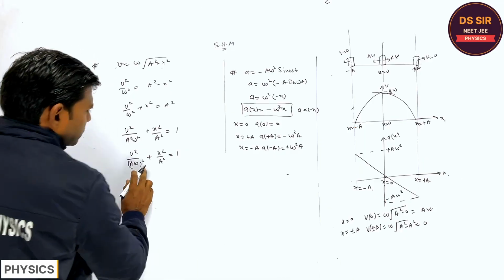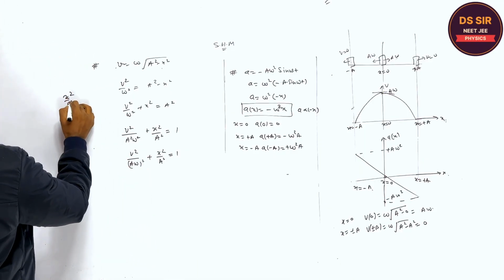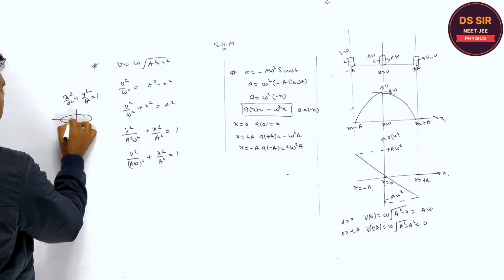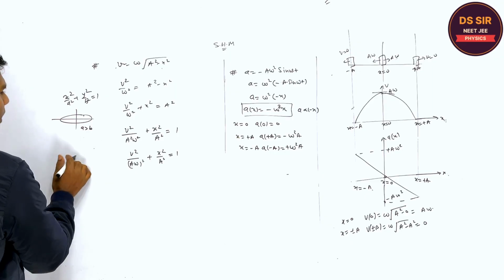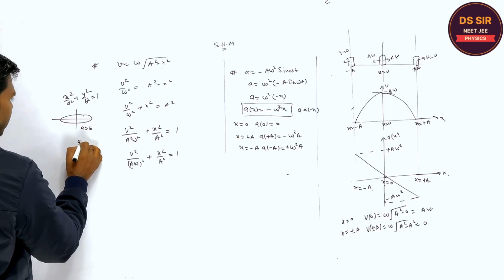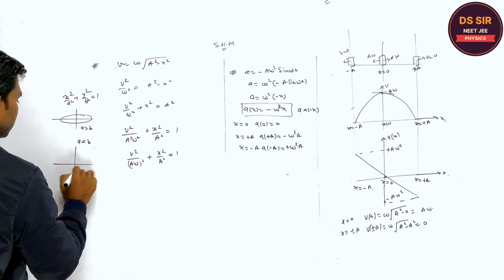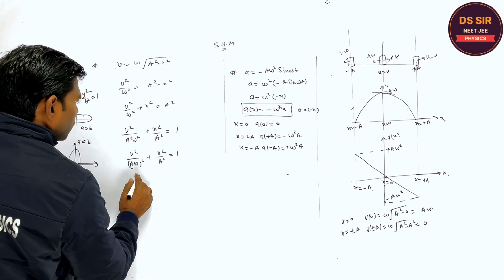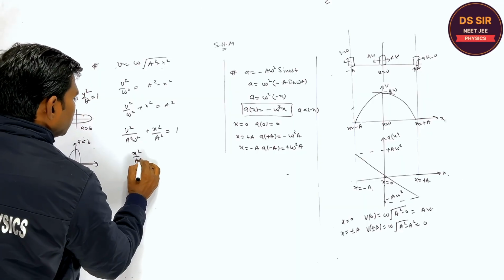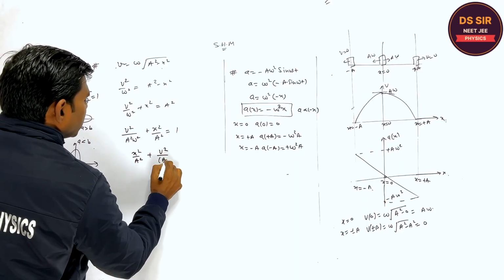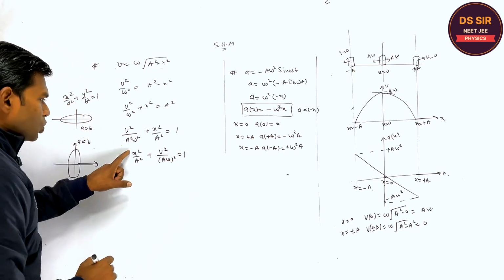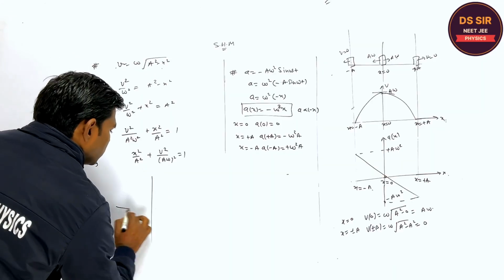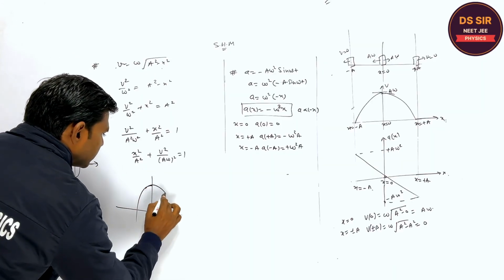So the ellipse equation: x square upon a square plus y square upon b square is equal to 1. This is the equation when a is greater than b, and if a is less than b, then the equation is like this. This is the ellipse equation. So if you write this, x square upon a square plus v square upon a omega whole square is equal to 1, so x square upon a square, and this is the b square. So the equation of the ellipse will be like this.